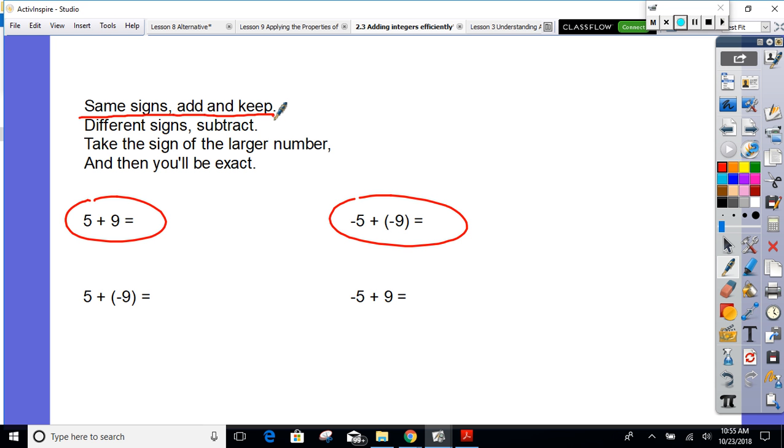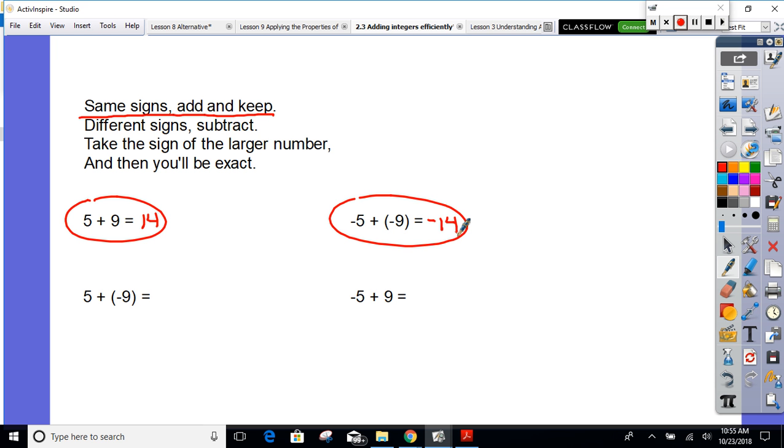So for 5 plus 9, what's 5 plus 9? 14. What's negative 5 plus negative 9? Negative 14. We're adding the absolute values of the signs, but we're keeping the negative sign because both of our arrows went to the left.